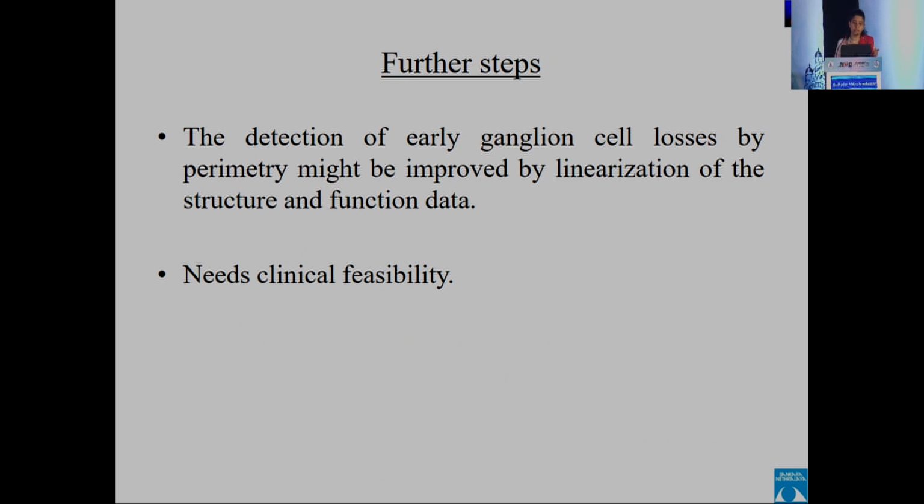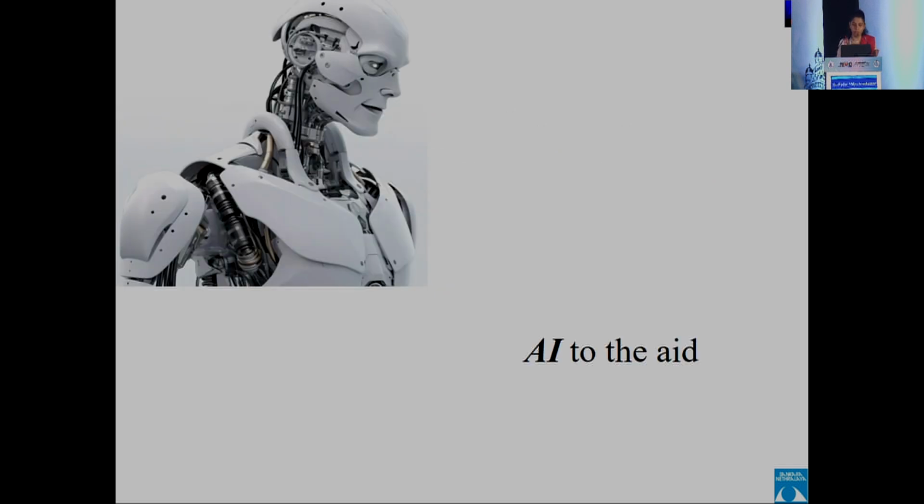Further steps which can be taken are detection of early ganglion cells by perimetry, which we can improve by linearization of the structure and function data, which we earlier discussed is not linear. We can linearize it, but then it needs clinical feasibility, which is yet to be done.